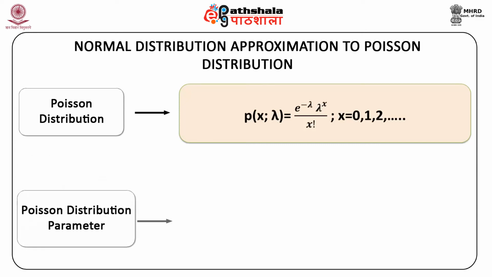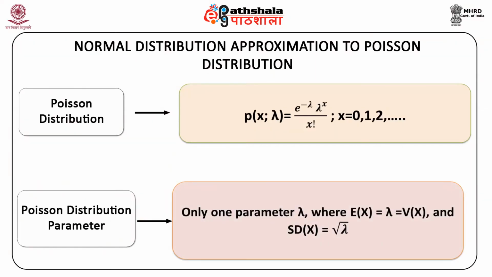The Poisson distribution has only one parameter lambda, where the expected value of x is equal to lambda, which is equal to V(x), and the standard deviation of x is equal to root lambda. As the value of parameter lambda increases, the Poisson distribution can be approximated by the normal distribution with mean and variance equal to lambda. Thus, z = (x - lambda) divided by root lambda can be approximated by the standard normal distribution with 0 mean and 1 variance, that is f(z; 0, 1). The Poisson random variable also requires continuity correction.